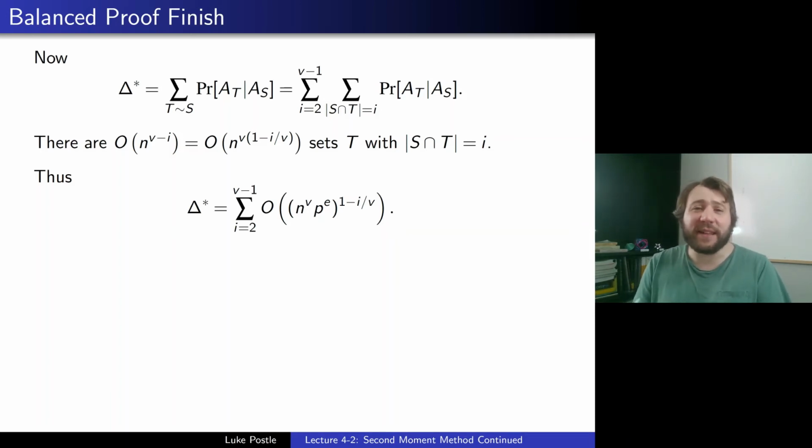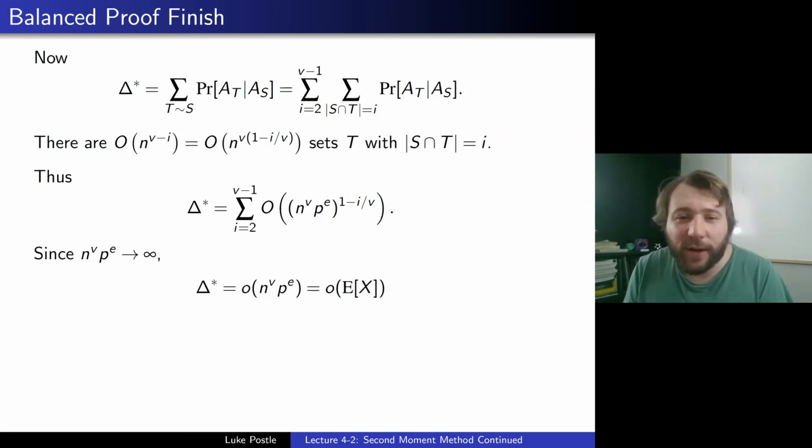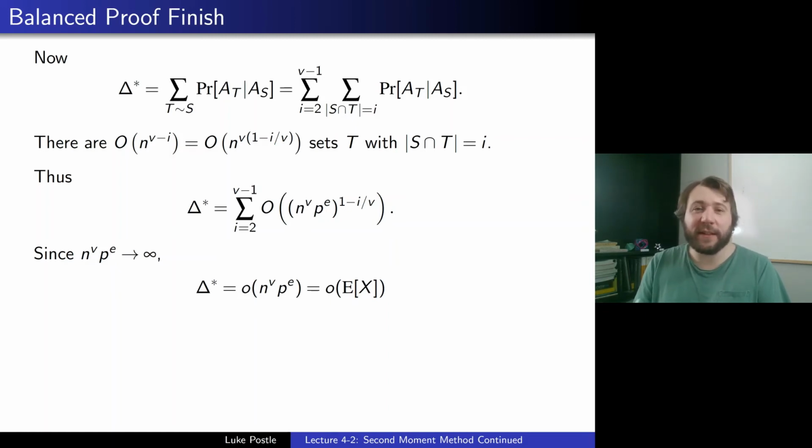Well, n to the V, p to the E was roughly our expectation. And we're dividing through by kind of an additional root of that for each of these terms. And since n to the V, p to the E goes to infinity, we can therefore conclude that this delta star will indeed be little o of n to the V, p to the E, which will be little o of the expectation of X. And hence X will be greater than 0 almost always by our delta star corollary theorem.